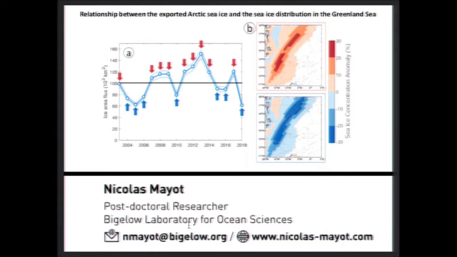And these two panels here show the sea ice concentration anomaly in the Greenland Sea. Of course, when you have more sea ice export, you have more sea ice in the Greenland Sea. And when you have less sea ice export, you have less sea ice in the Greenland Sea. And so this is going to influence the physical stratification and the biological production.